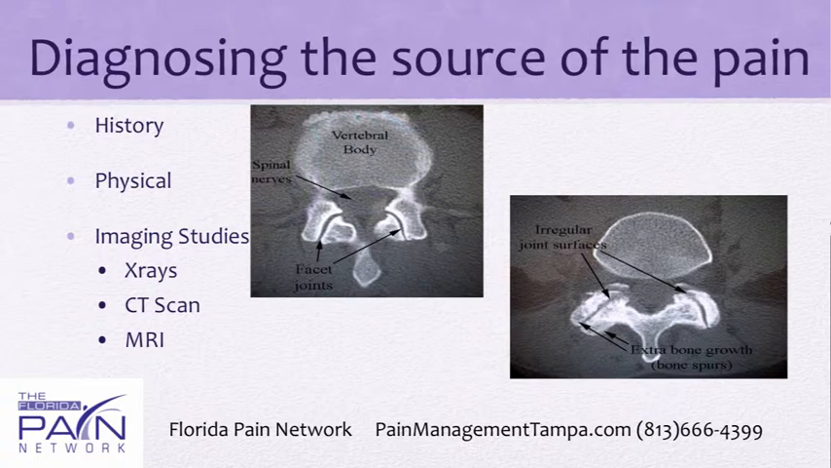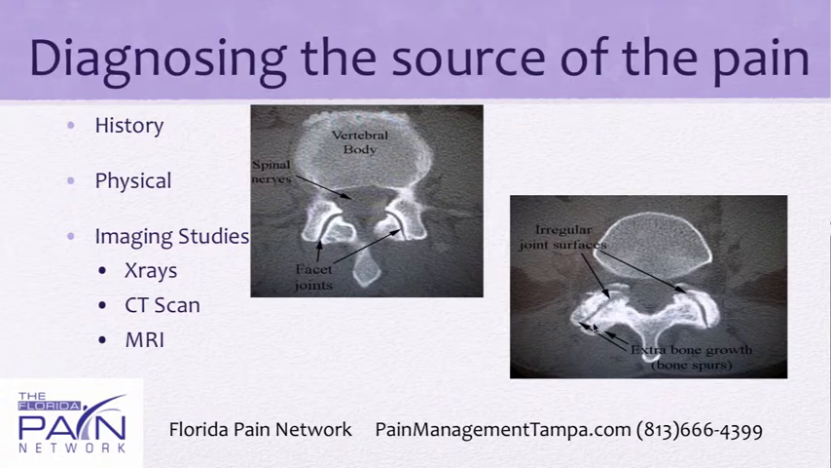Now, diagnosing the source of one's pain in the back can be very difficult. A history and physical exam can help. Imaging studies can be helpful, but not definitive. So here you see a CAT scan of a slice where you have these facet joints, which look great. Nice joint space, no overgrowth of bone.